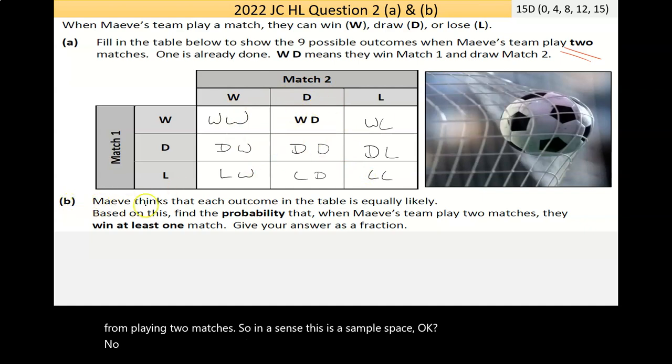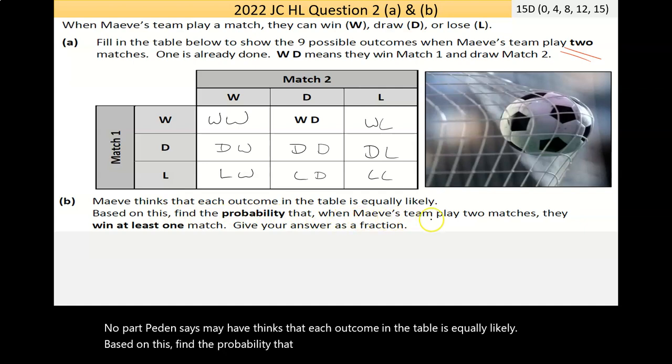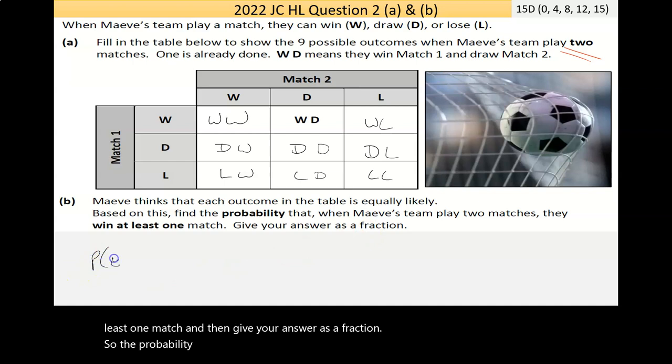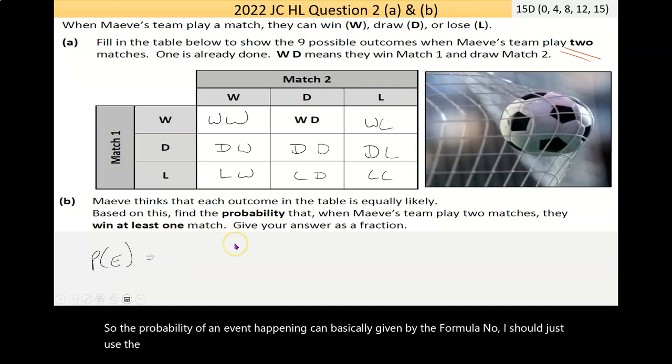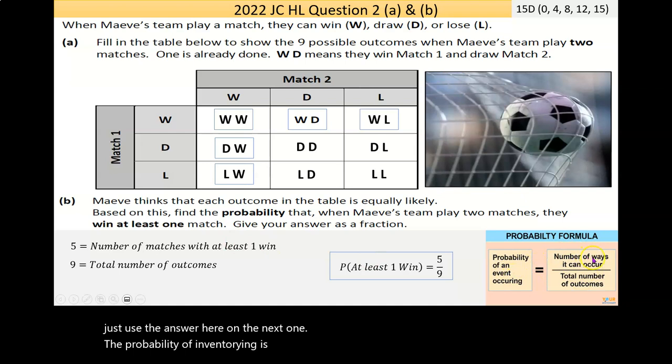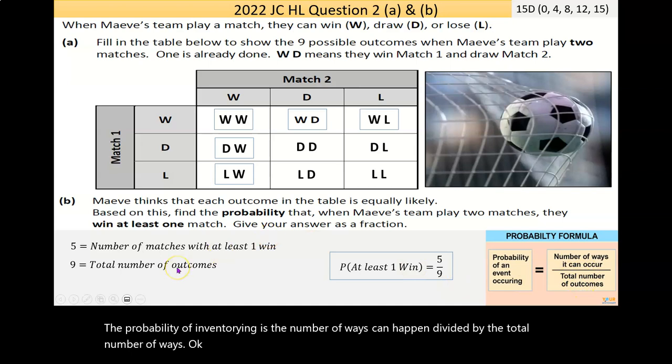Now, part B then says Maeve thinks that each outcome in the table is equally likely. Based on this, find the probability that when Maeve's team play two matches, they win at least one match, and give your answer as a fraction. So the probability of an event occurring is the number of ways it can happen divided by the total number of ways. Now, there are nine possible outcomes from the two matches.